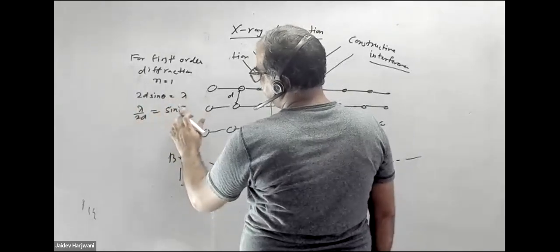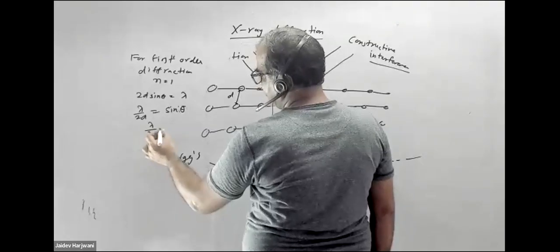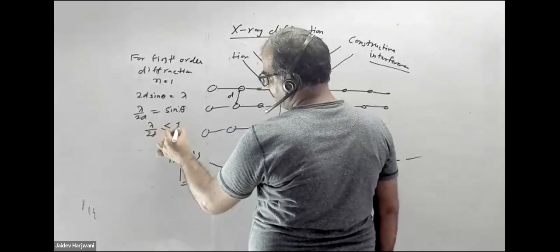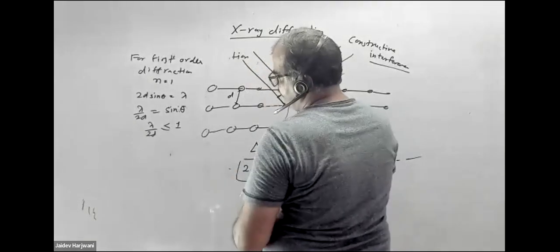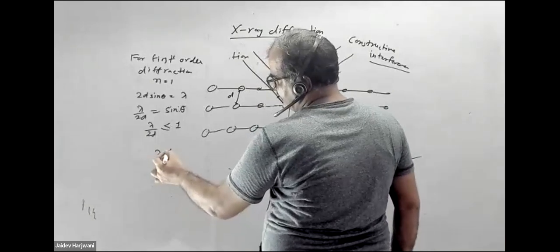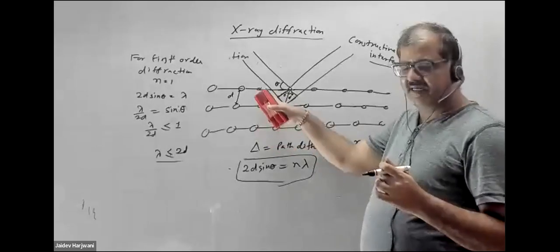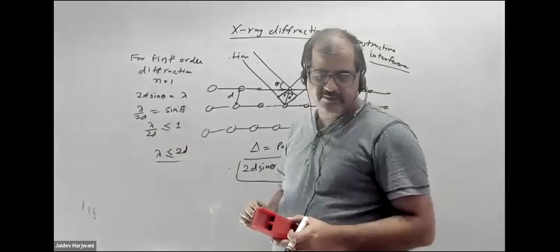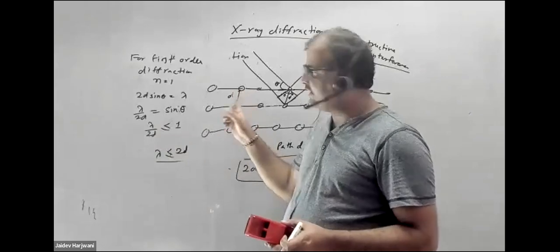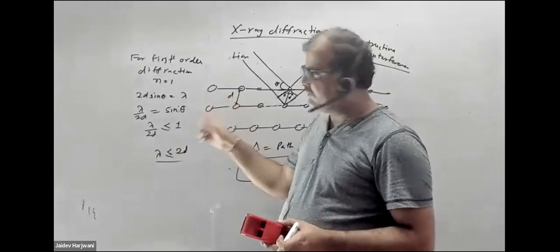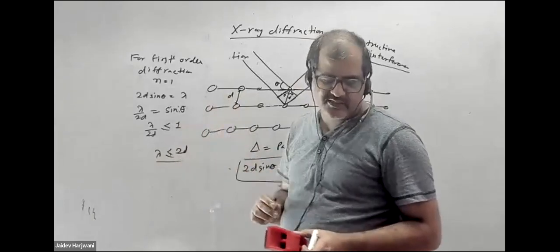Now the maximum value of sin theta is 1. That means lambda by 2d can be at most 1. So if X-ray diffraction has to take place, lambda should be less than or equal to 2d. The wavelength should be equal to or smaller than your crystal plane spacing. For example, if the crystal plane spacing is 3 angstrom, then lambda should be less than or equal to 6 angstrom.